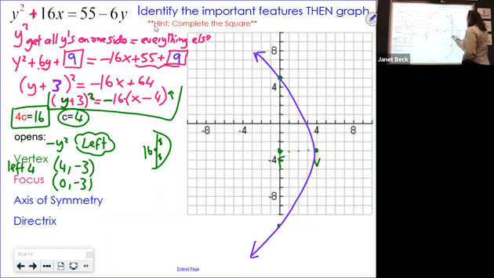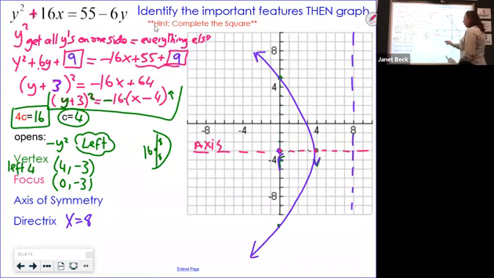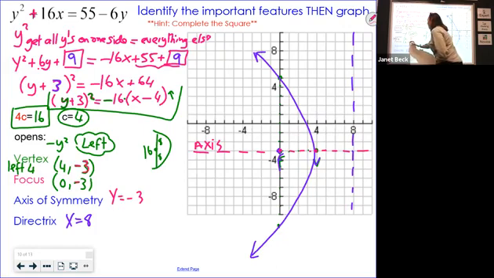Am I missing some information? Yay, I am. I've got my focus, I've got my vertex, I need my directrix. That was 4 to the left, go 4 to the right. 1, 2, 3, 4. My directrix is x equals 8, and I need my axis of symmetry, which goes through the focus and the vertex. That's my axis, and that's y equals negative 3. Remember that one, you can look up here. What's the same about those two? The y's are negative 3. Y equals negative 3.